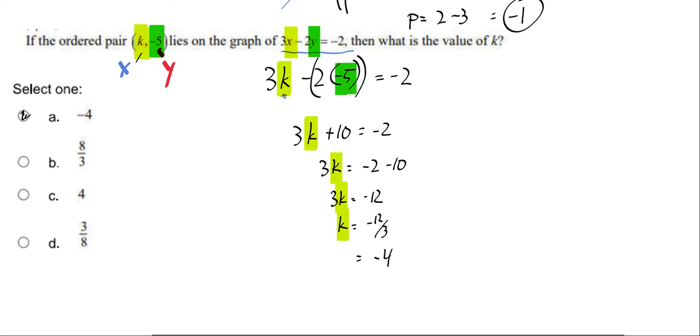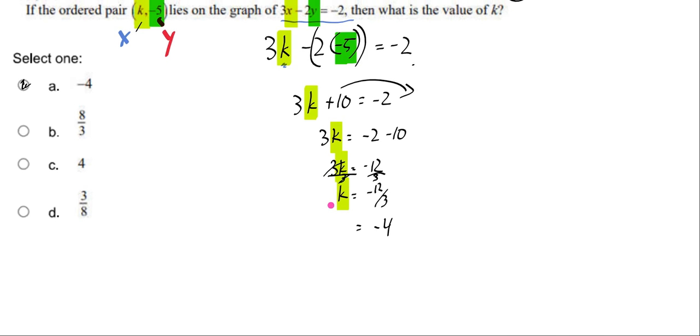When we do that, we can say 3k minus 2y is equal to -2. I can take 2 times -5, that's -10, subtract -10, that's adding 10. 3k plus 10 is -2, move that 10 over there. 3k is -2 minus 10. 3k is -12. Divide both sides by 3. 3k over 3, cancel, cancel. k is equal to negative 12 over 3, which is negative 4.